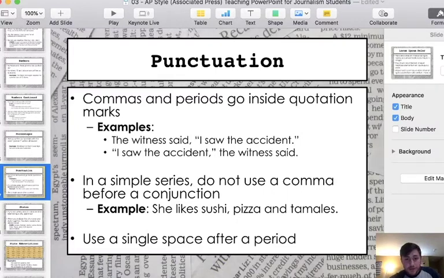So in a simple series, do not use a comma before a conjunction. An example of that would be here. She likes sushi, pizza, and tamales. Okay, so if you're listing out something, then the last item would not have a comma before the conjunction. So what does that mean? If I were to say I like football, reading, and food, okay? I would put football, comma, reading, no comma, and food, period. Does that make sense?